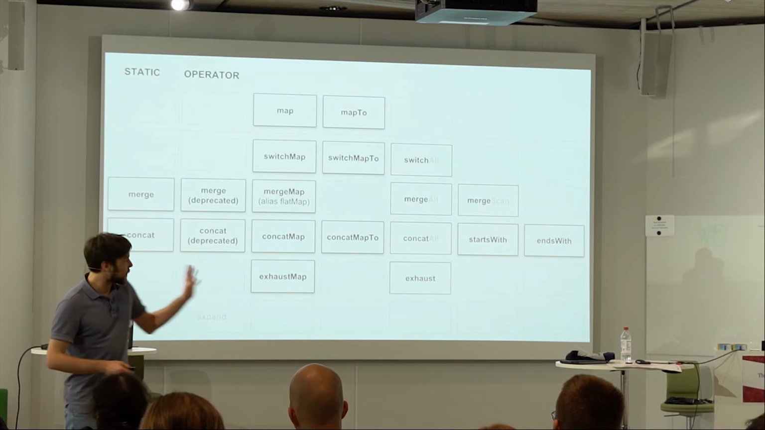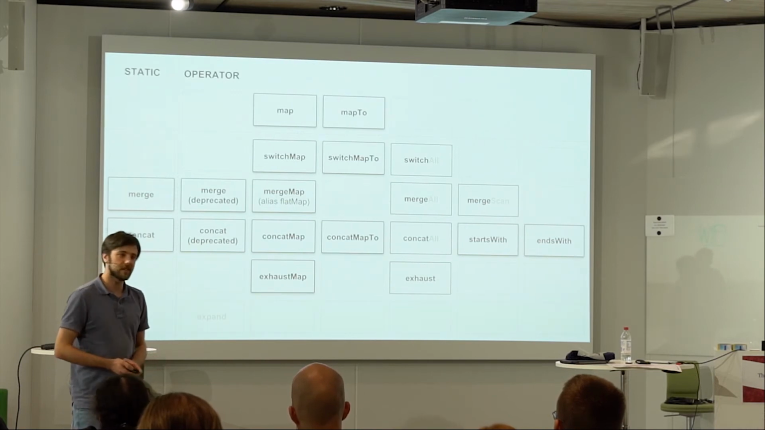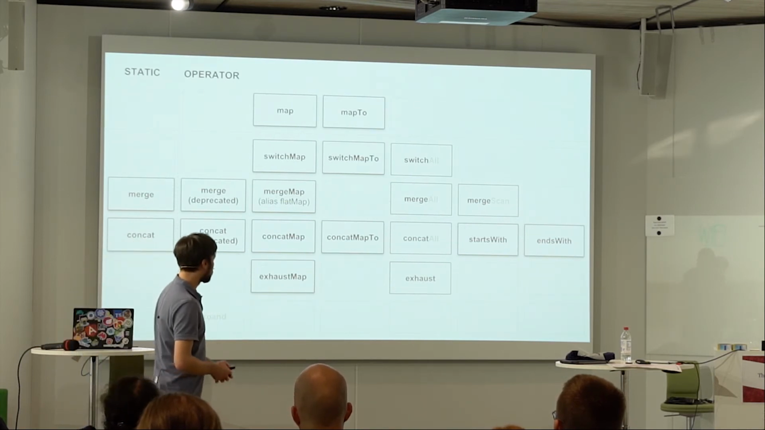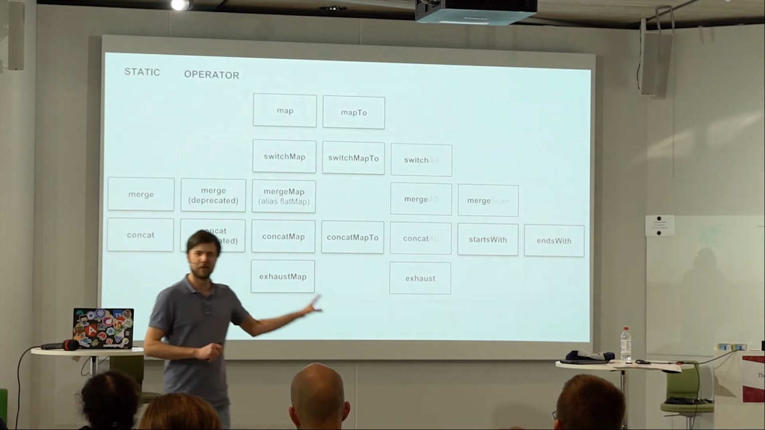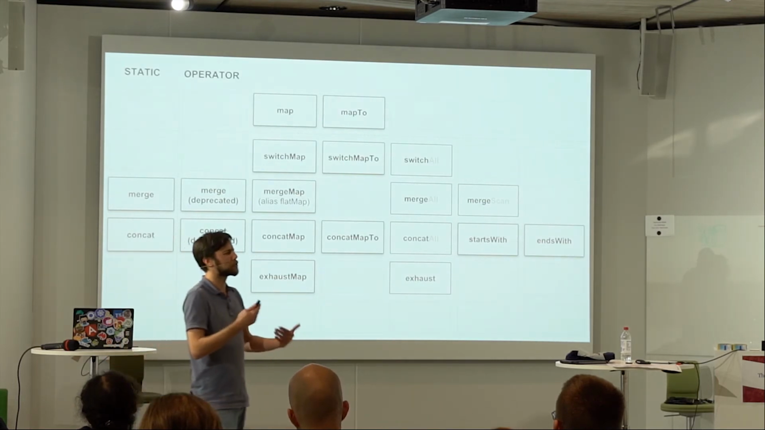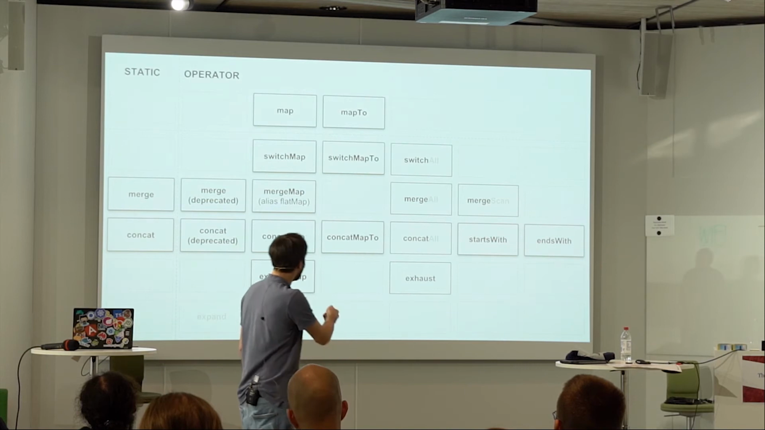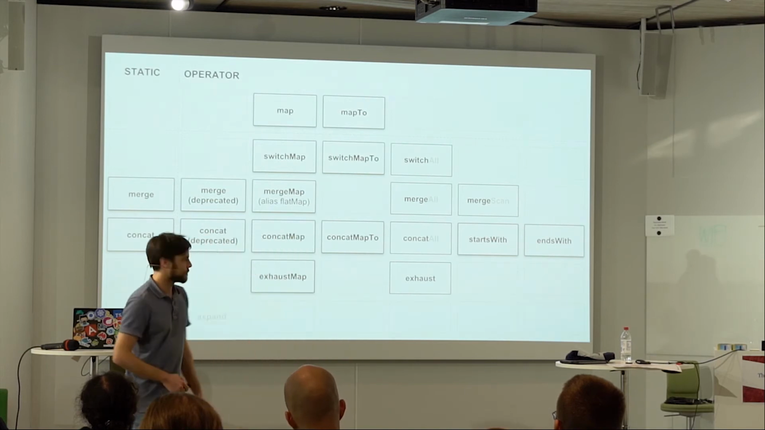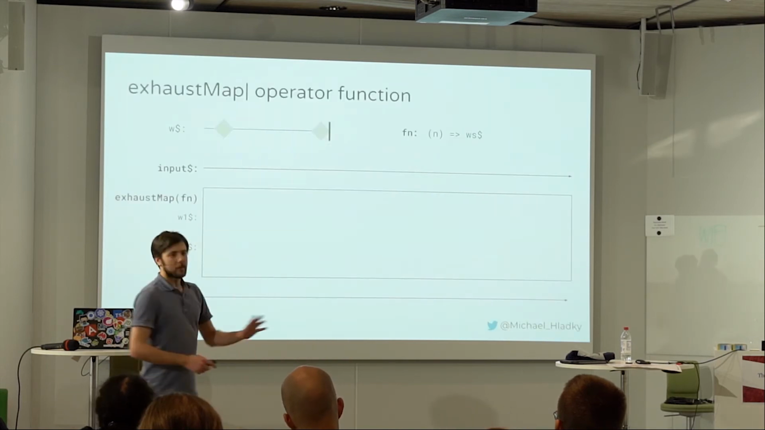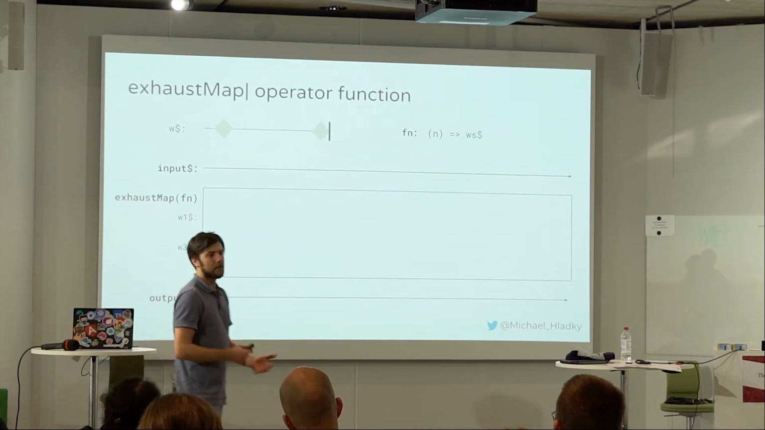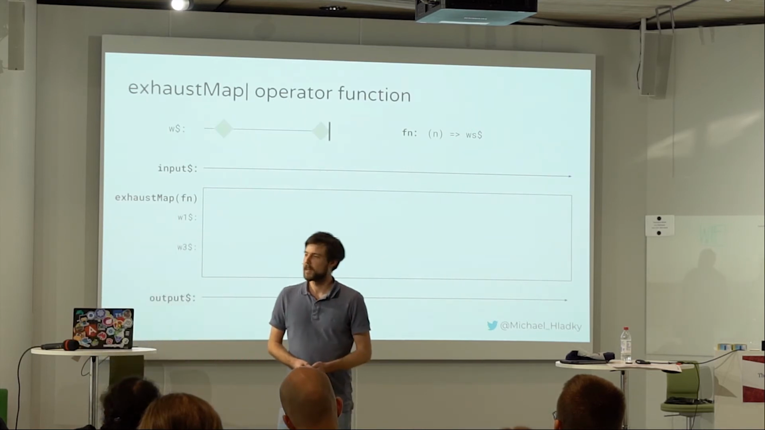Exhaust is in this overview here 2 times. There is exhaust map and exhaust all, but there is no all in the operator name. In fact, it should be named all because it is very similar to all the other all operators. Exhaust map is not very well known, but super powerful.